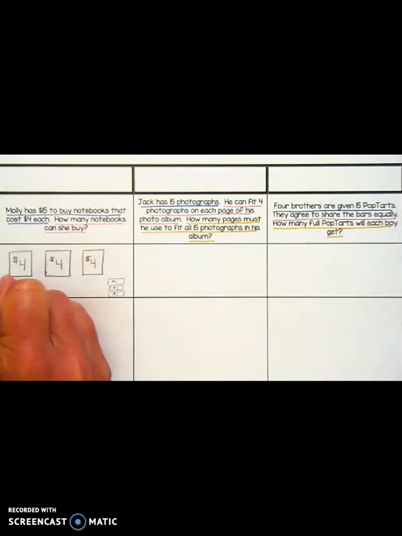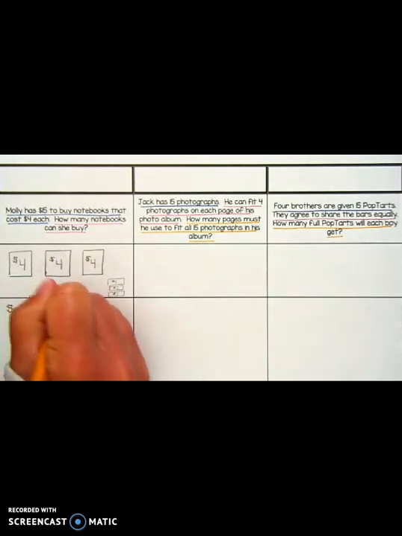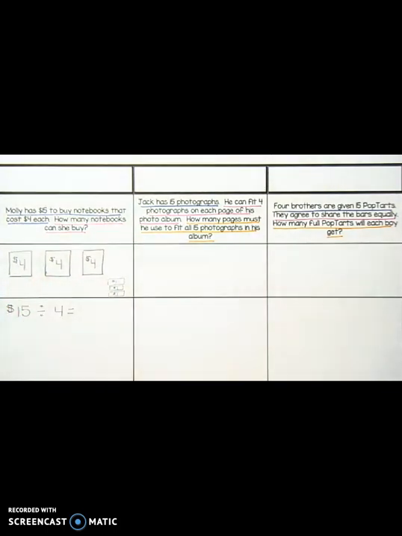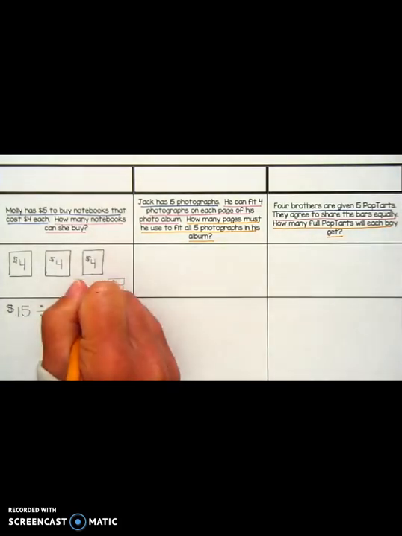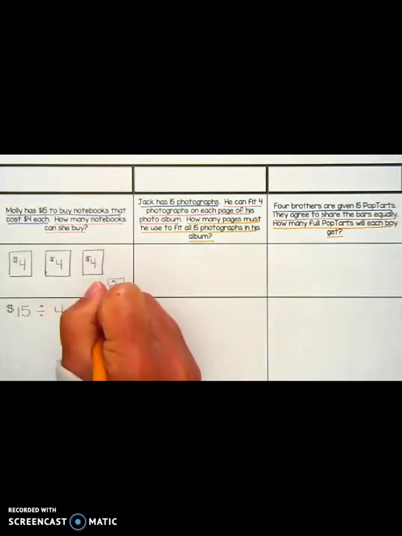So you can see pretty quickly that Molly can only buy 3 of those notebooks, because as much as we try, and as polite as she is to the cashier, they're not going to sell her another notebook for $1 off just because she asked nicely. So the question's asking, how many notebooks can she buy? The problem, if we were to write out the math, would be 15 divided by 4. And we know that the quotient part of that would be 3 remainder 3.